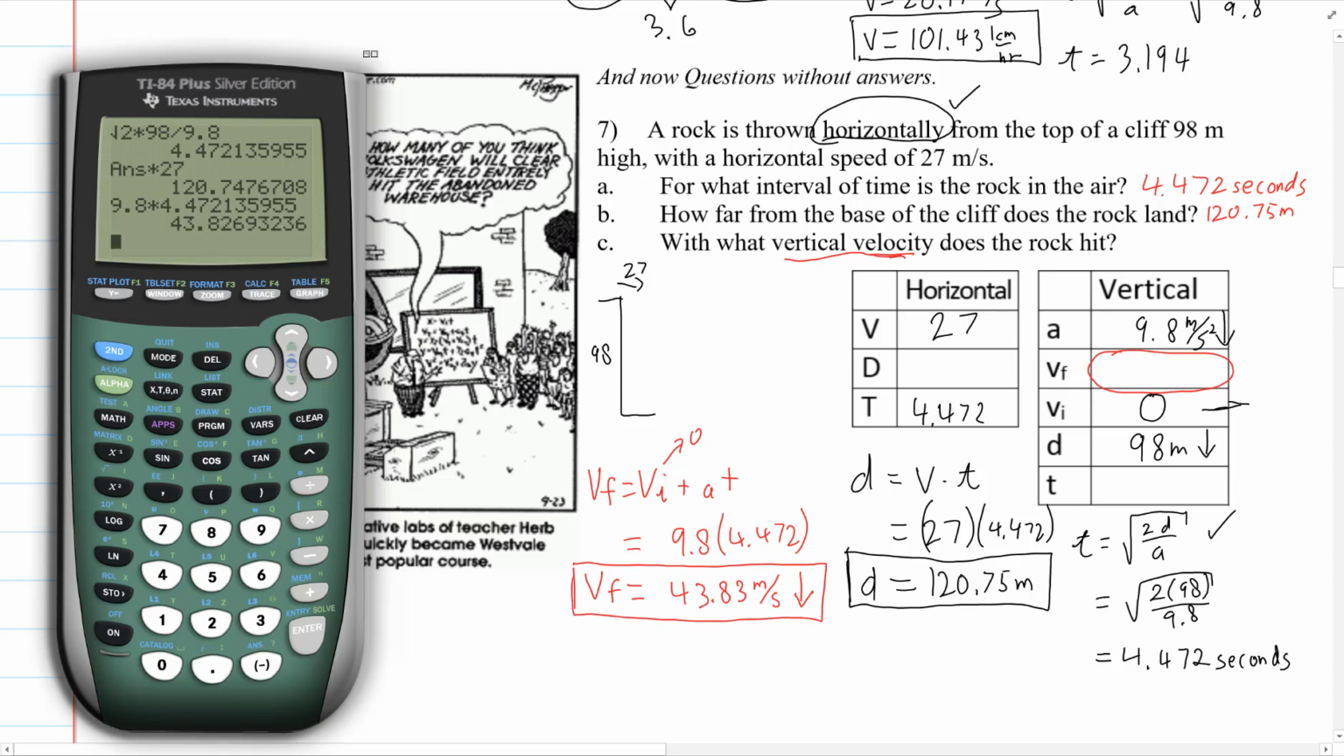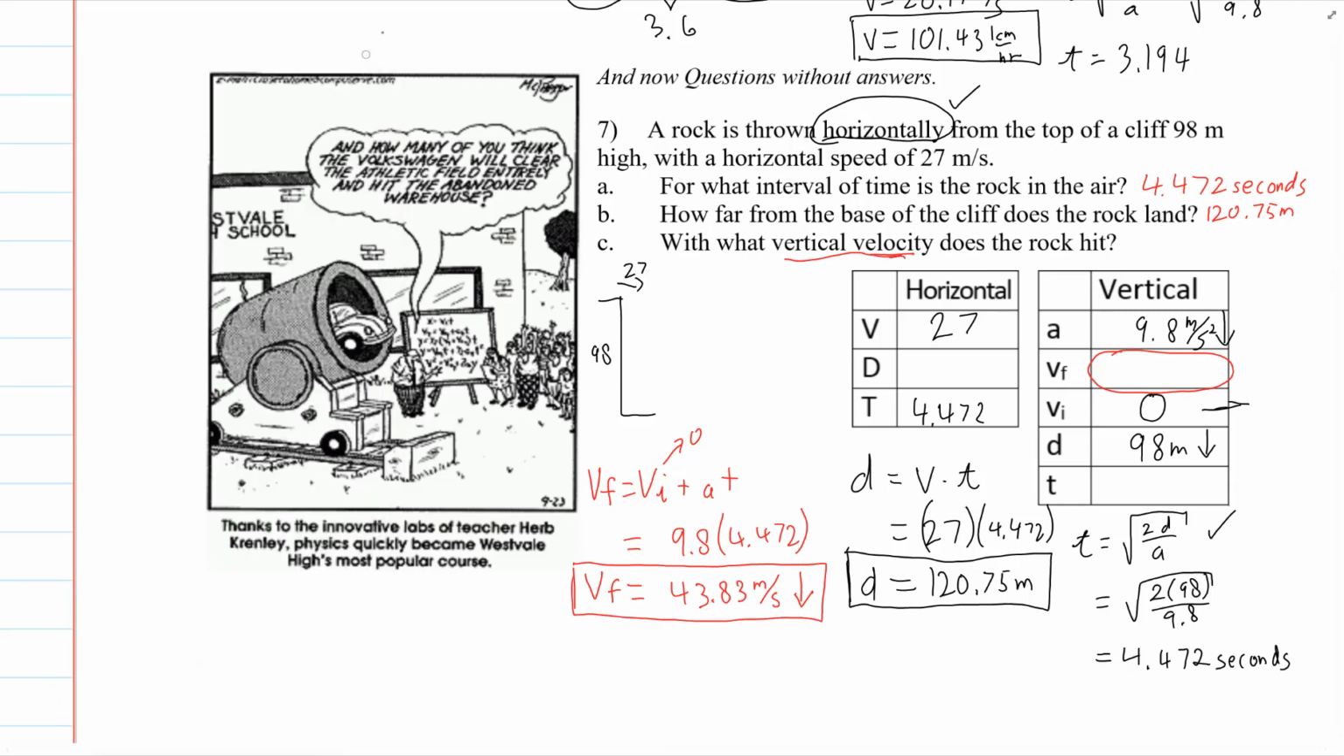It says velocity. So when it finally does hit, when it hits right down there, it's still traveling this way at 27, but it's also traveling down at 43. It's traveling both of those speeds at the same time.